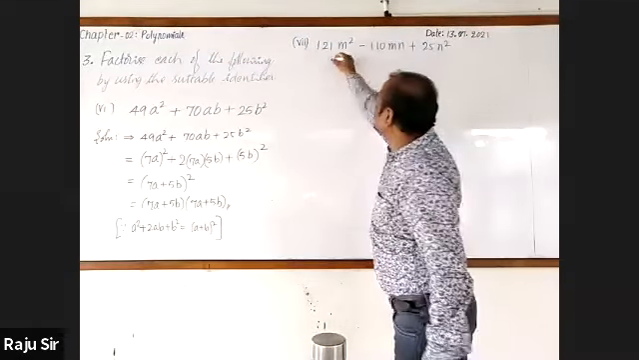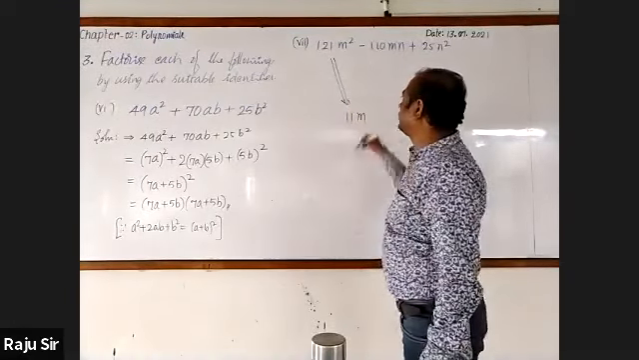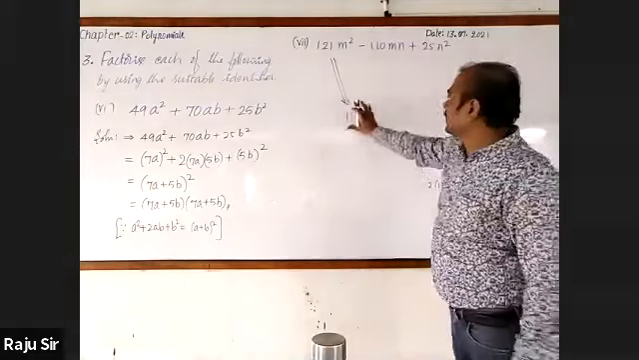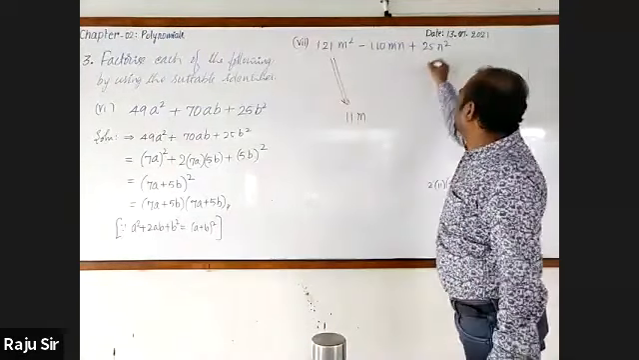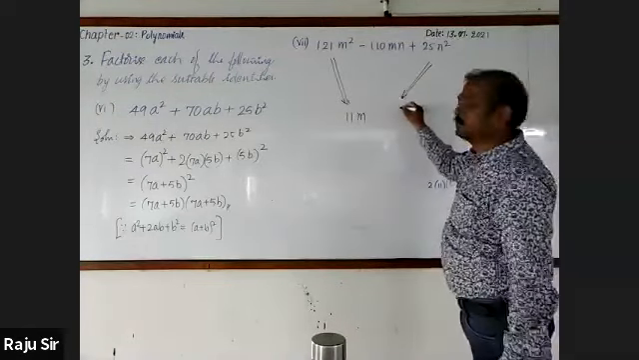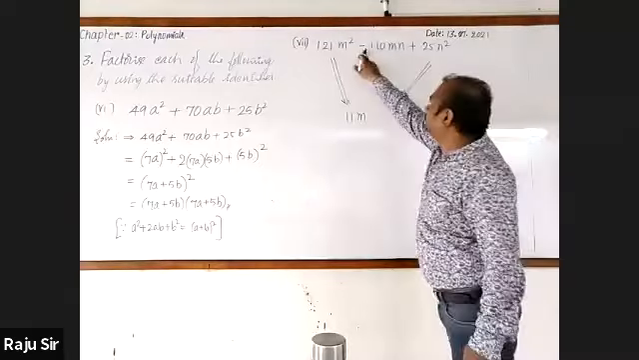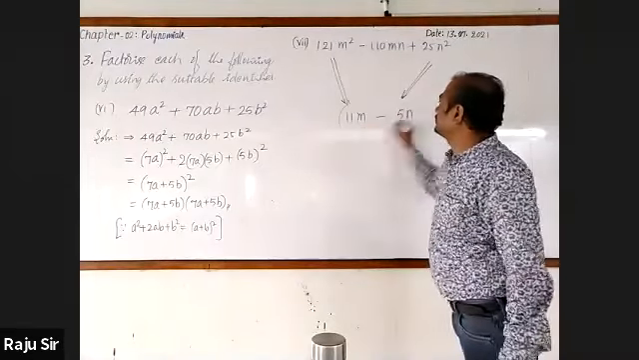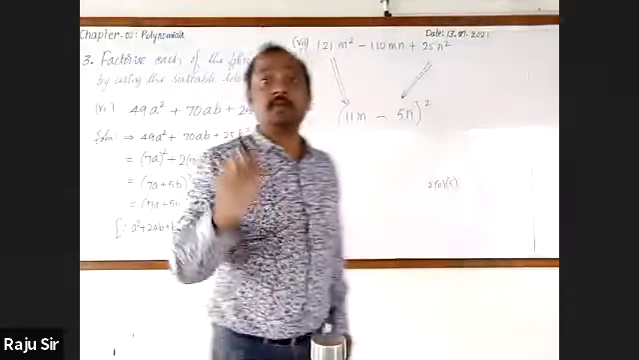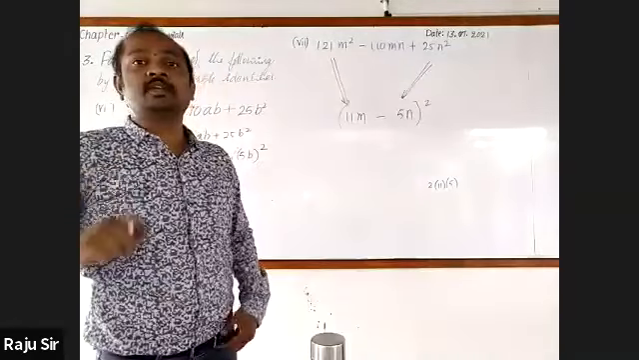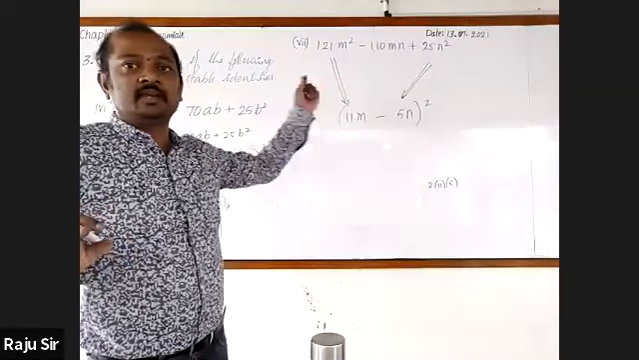Very good. See that. From the first term, I can write 11m. Square of 11m is 121m square. Next, 25n square is 5n whole square. The middle term has minus, so 11m minus 5n whole square. This method will help in attempting MCQ questions. Got it? Yes, you can get the answer quickly.